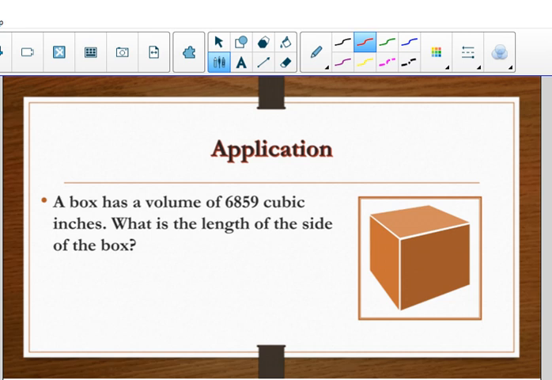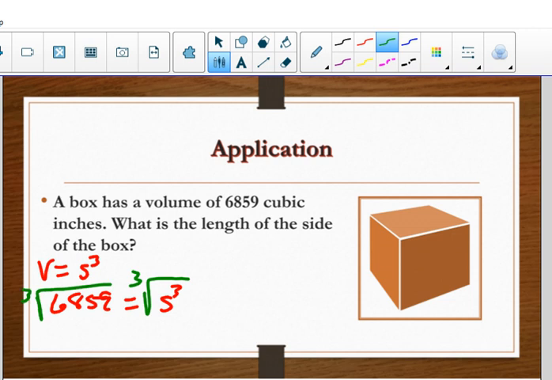The box has a volume of 6,859 cubic inches. What is the length of the side of the box? So again, volume equals side cubed. We have 6,859 equals s cubed. We need to find the cubic roots of both sides. And the cubic root of 6,859 gives us a side length of 19 inches.